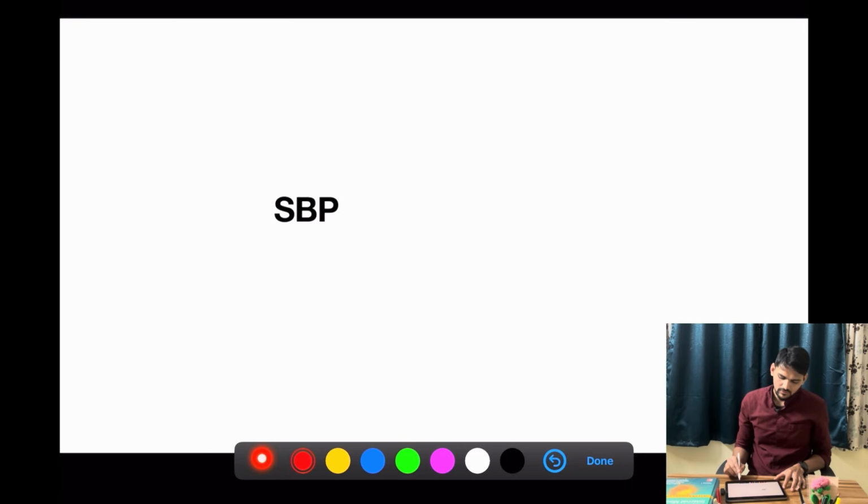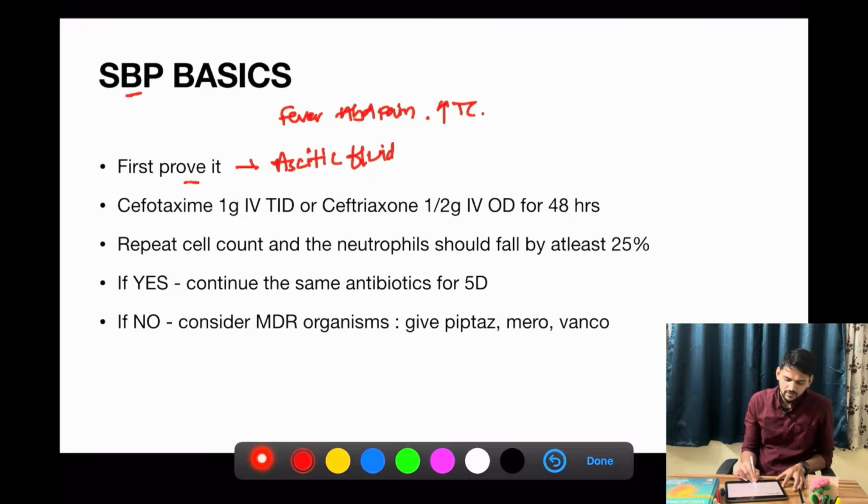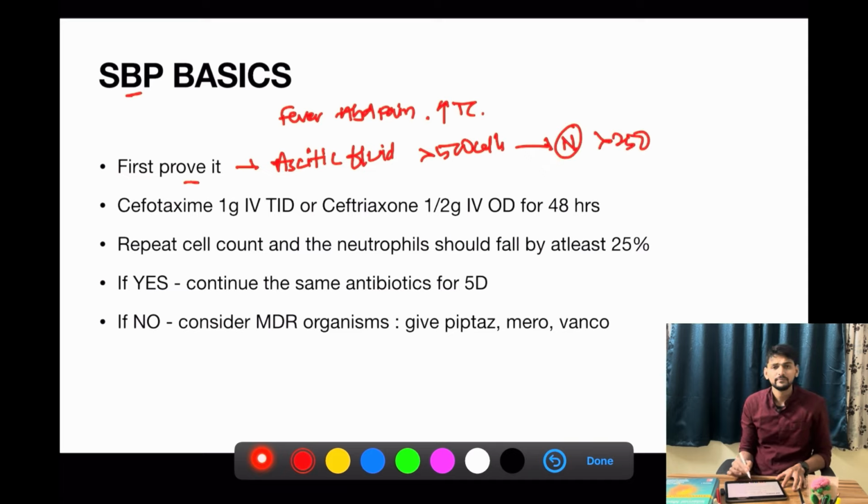Next complication of chronic liver disease will be spontaneous bacterial peritonitis. So whenever we think of spontaneous bacterial peritonitis in liver disease patients, that is if there are clues of fever, abdominal pain, rise in total counts, etc., we have to think of SBP without fail. So first we have to prove it, that is we have to send ascitic fluid analysis, and there should be more than 500 cells in total, and among them neutrophils should be more than 250. This is the point to consider or to prove SBP.